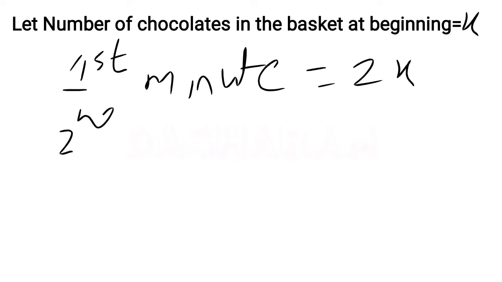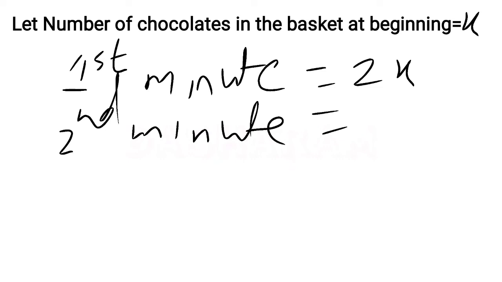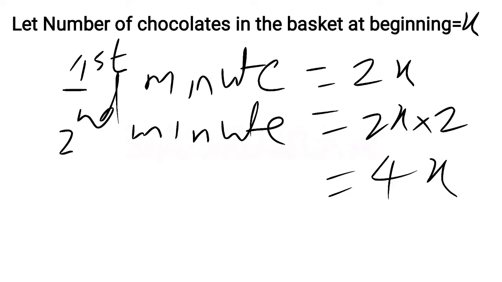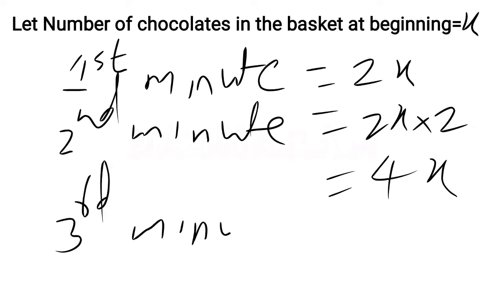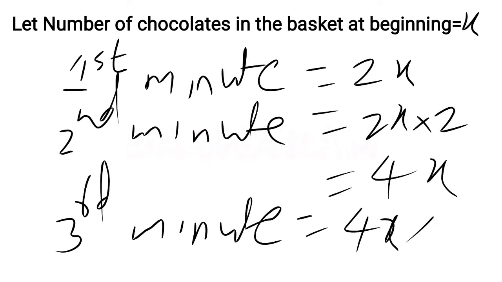Next, after the second minute, the number of chocolates is double the previous. The previous is 2x, and doubles means 2 times, so 2x into 2 is 4x. Next, after 3 minutes, the chocolates become double the previous. That means 4x into 2, which equals 8x.